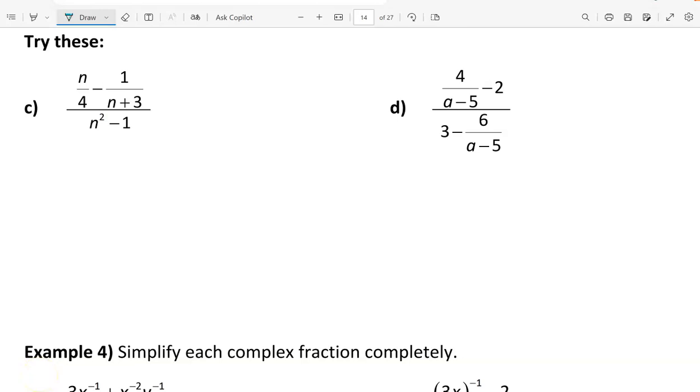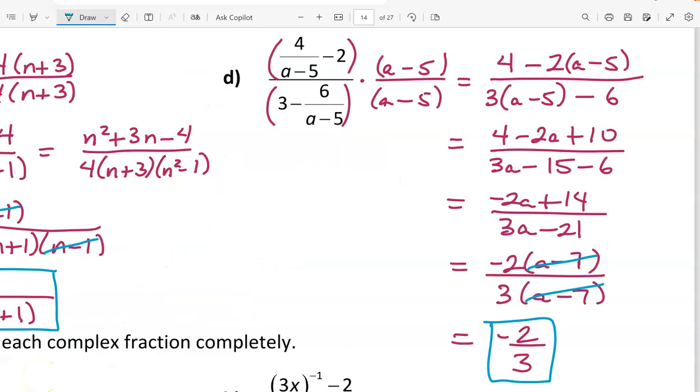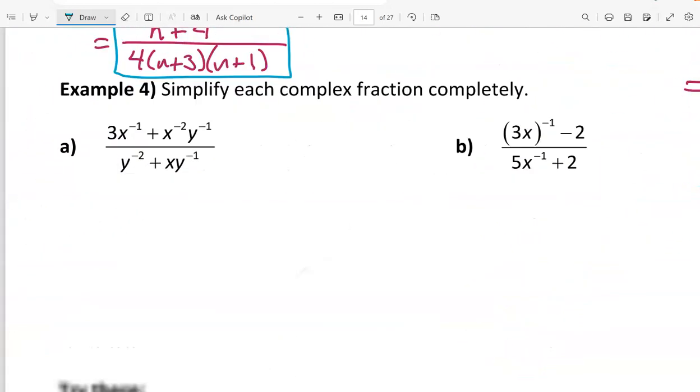Your turn to try C. Pause the video while you do this. Here's the result for C. Now pause the video while you try D. Alright, here's the result for D. Now we're going to move on to complex fractions that contain negative exponents.